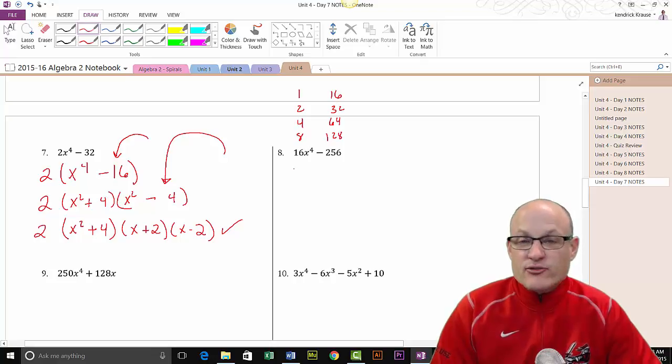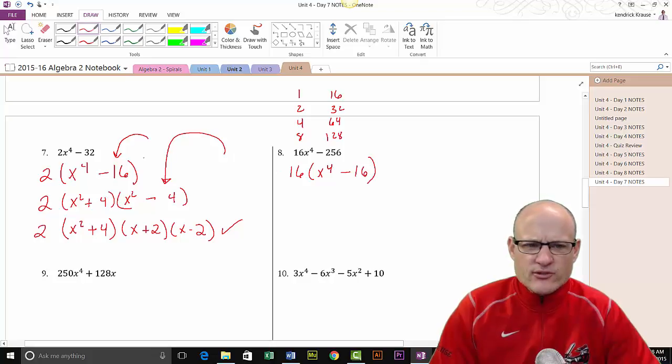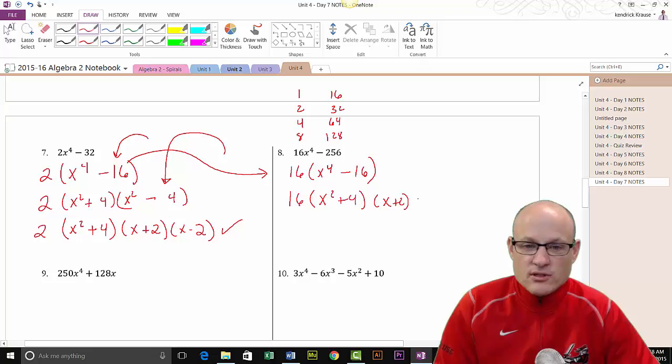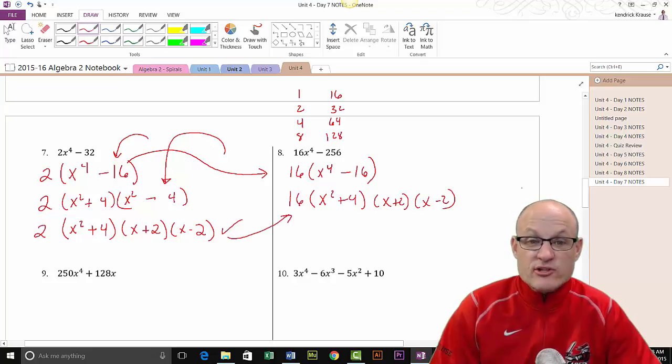So the biggest GCF, and this is just my clumsy way of telling you, is 16. And I'm left with x to the 4th minus 16. Wait a second. I just did that over here. So let's cheat. 16, I know it's x squared plus 4, x plus 2, x minus 2. I'm just cheating a little bit right there. The only difference is the GCF on these two problems.